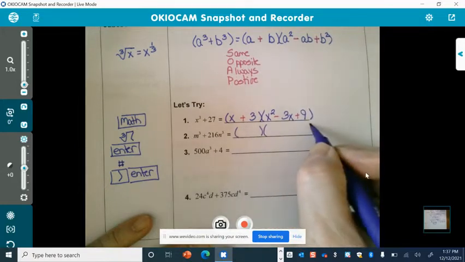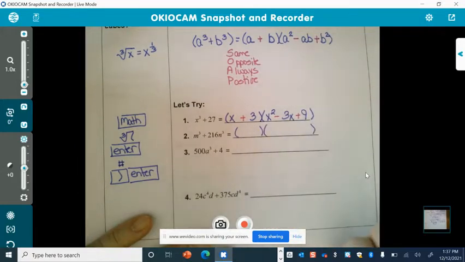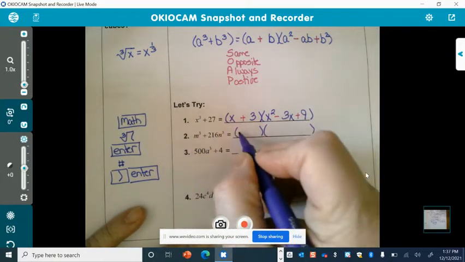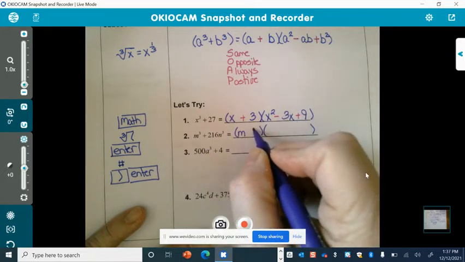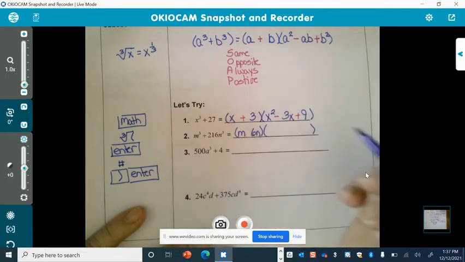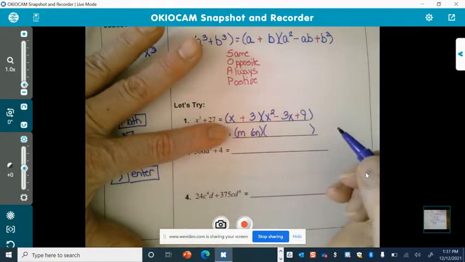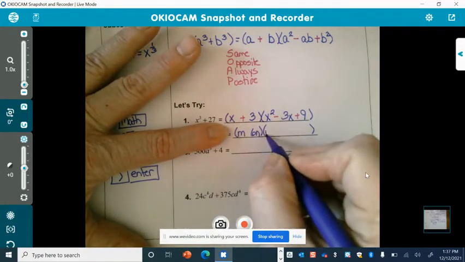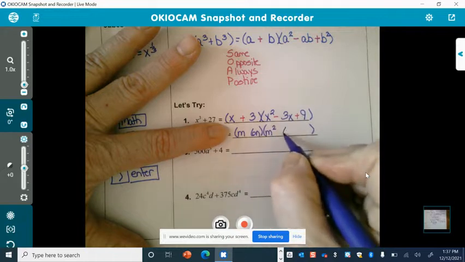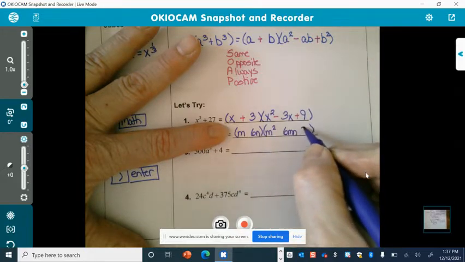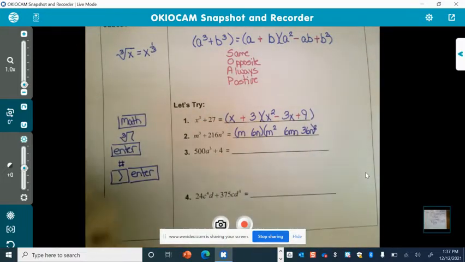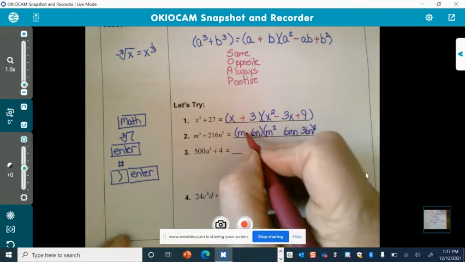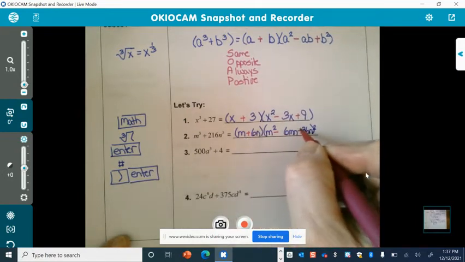No greatest common factor, so it's going to become a binomial times a trinomial, right? The cube root of m cubed is m, and the cube root of 216 is 6, and then we'll have an n. Ignore the original problem, square your first term, multiply them together, square your last term, should have left myself just a little more space there, and apply SOAP. Same, opposite, always positive.